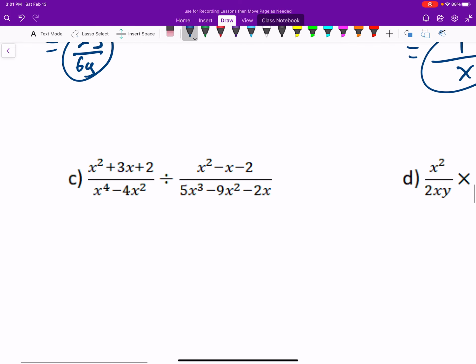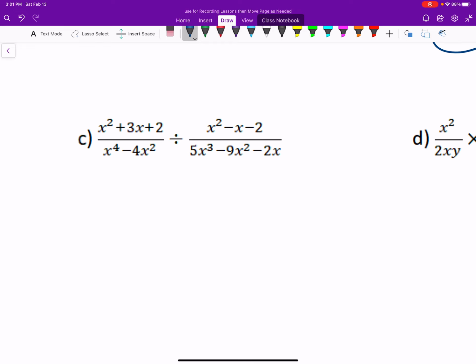C part, now we got some trinomials and binomials. We're going to have to do some serious factoring in this case. So for the first one, before the divide sign, I don't have to flip it. I can just factor it. The factors for this would be x plus 2 and x plus 1.